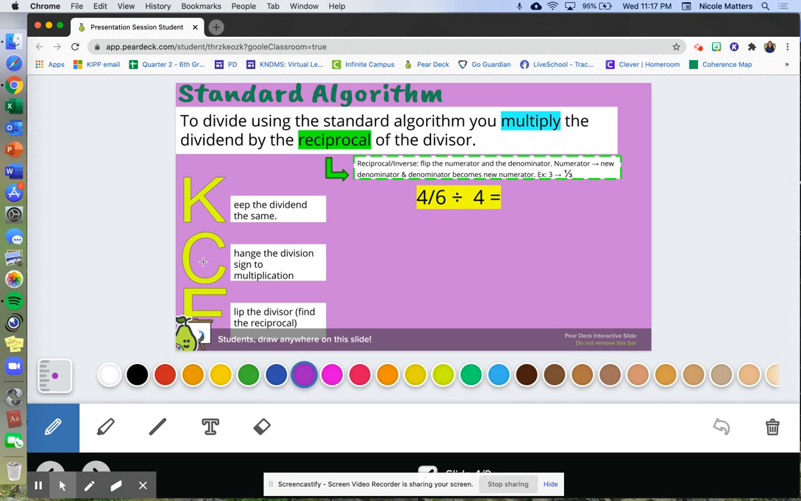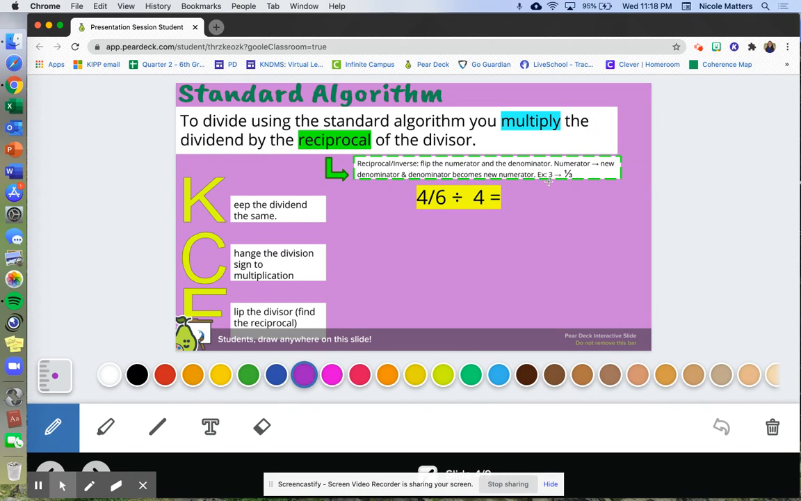Now let's take a look at the standard algorithm. The new vocab word that we learned today is the reciprocal. Remember, I want to go over the reciprocal before I go over how to do the algorithm. The reciprocal or inverse is when you flip the numerator and the denominator. So your numerator of your fraction then becomes your new denominator, and your denominator then becomes your new numerator.